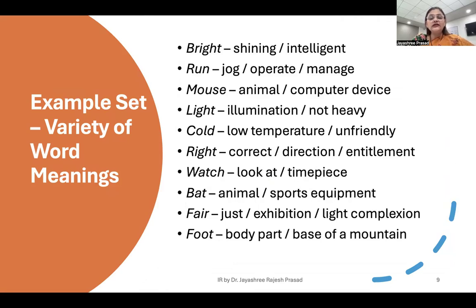So here is a set of examples of the variety of word meanings. Let's look at some fun examples of how flexible words can be. The word run can mean jogging, operating a machine, or managing a business. Light can mean illumination or something not heavy. Mouse might be an animal or a computer device. This variety of meanings is what makes language so rich and sometimes so tricky for computers to learn.